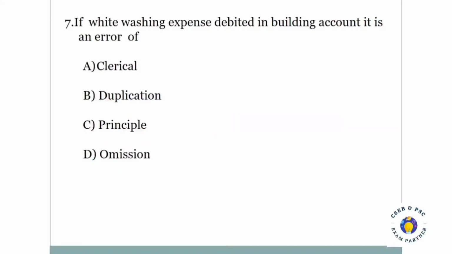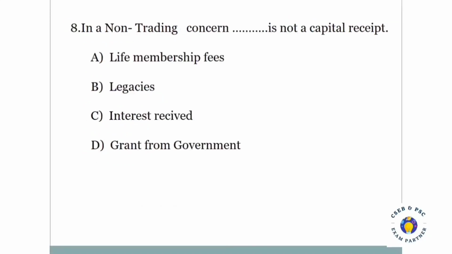Question number 7. If whitewashing expenses are debited in building account, it is an error of option A clerical, option B duplication, option C principal, option D omission. Answer is option C principal.